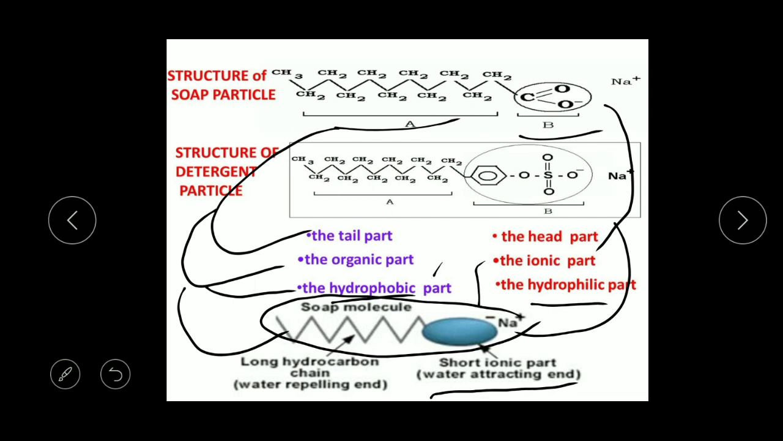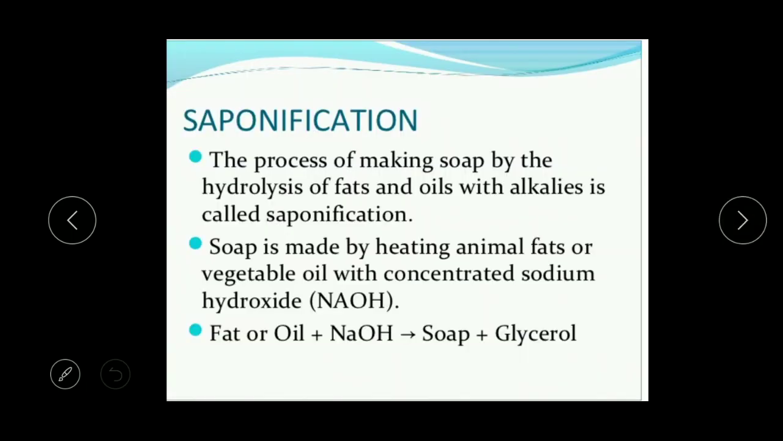I am revising here again. The zigzag part, the long hydrocarbon part, is the water repelling end, and the head part is the water attracting end. The water repelling end is called the hydrophobic part, and the head part is the hydrophilic part. In the head part there is COONa+, and in the tail part the hydrocarbon C17H35 is attached. Next we will see the saponification concept.